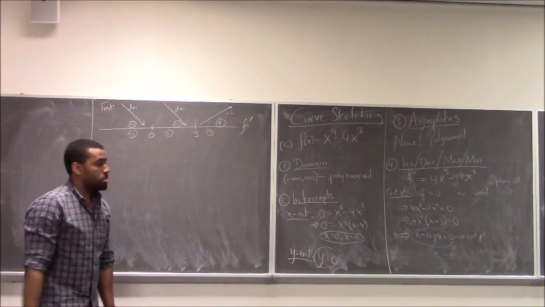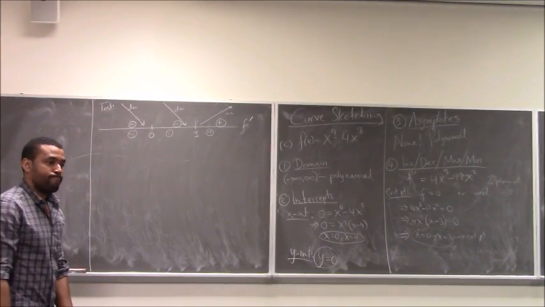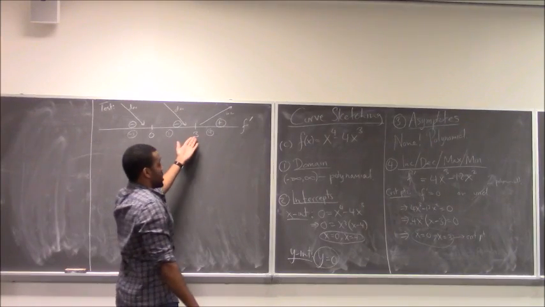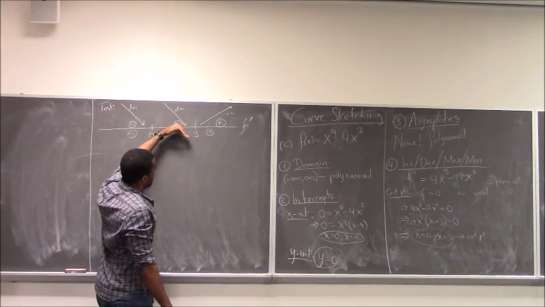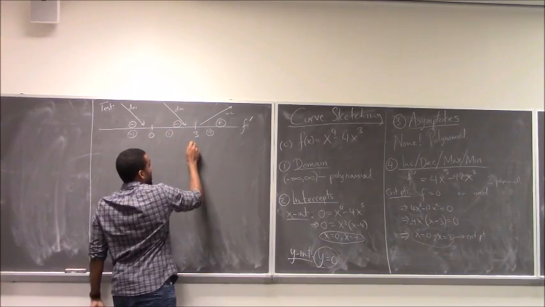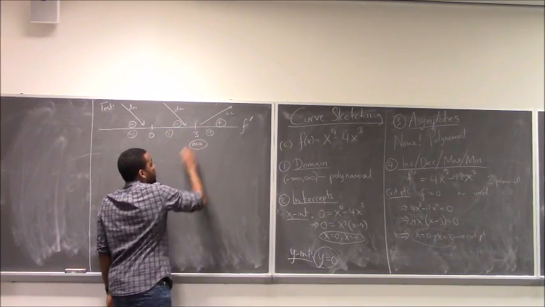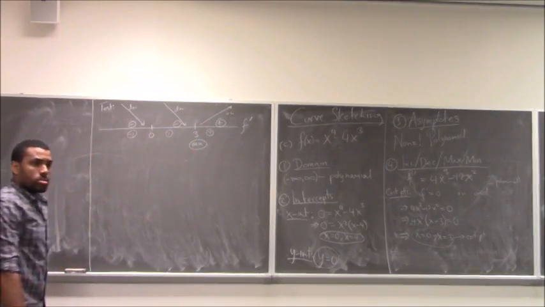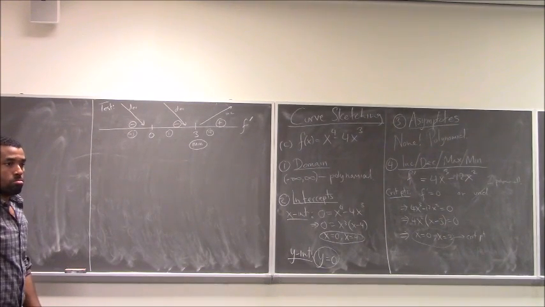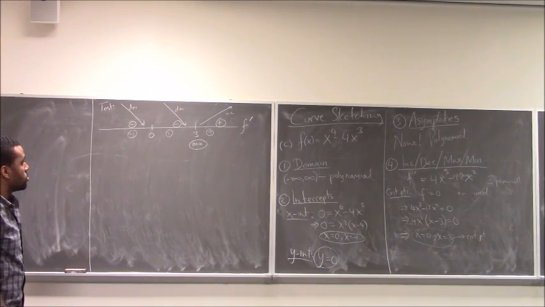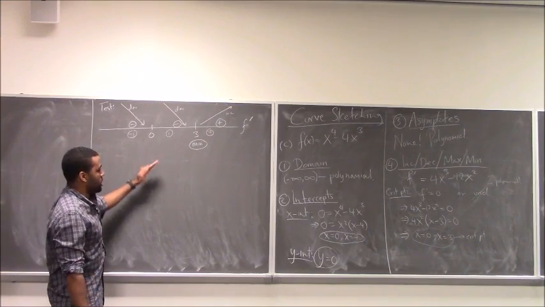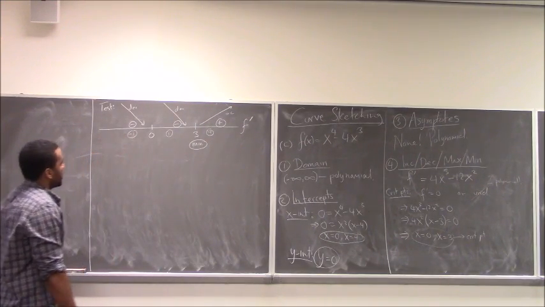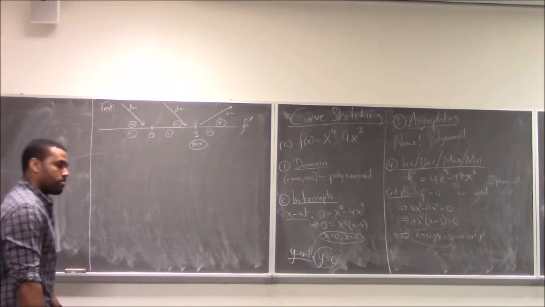So, any maximums or minimums? 3 is going to be a minimum because 3 is in the domain of the function, and we're decreasing on the left and increasing on the right. So that ends up being a minimum. Any maximums? No maximums, right? Because to be a maximum, you have to do this and then that. So there are no maximums.